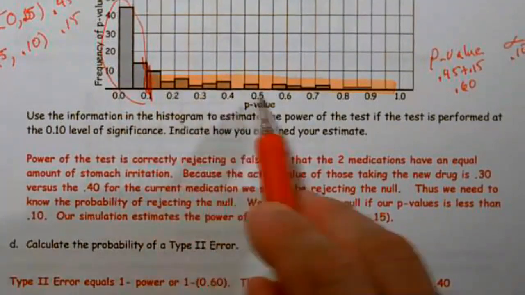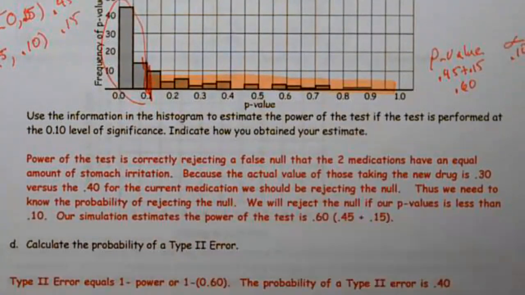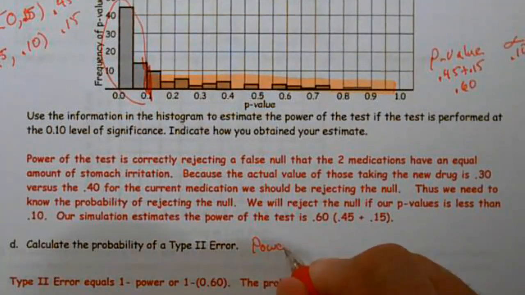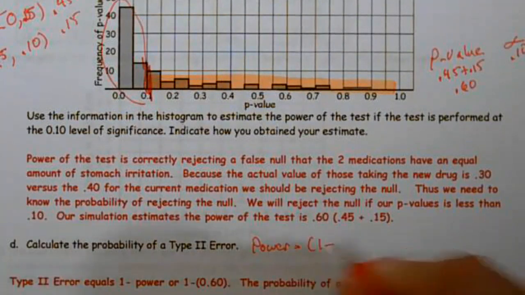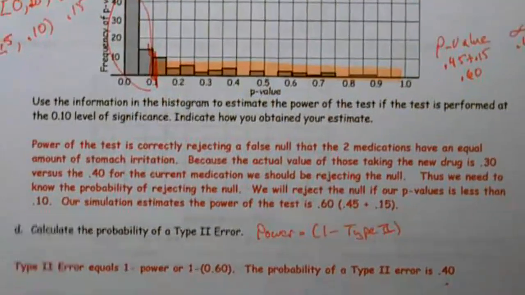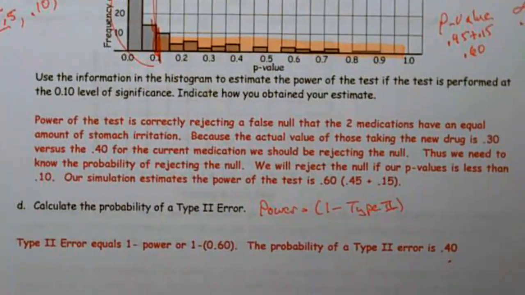So I could try to add up all of these, but that's a lot of work. And I know that power equals 1 minus type 2. So in this case, since we know that power was 0.6, 1 minus 0.6 is 0.4, so the probability of committing a type 2 error would have been 0.4.